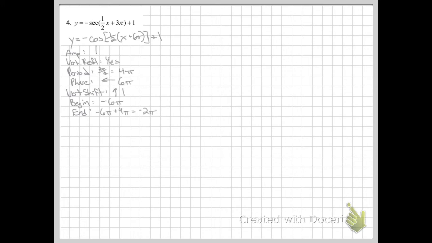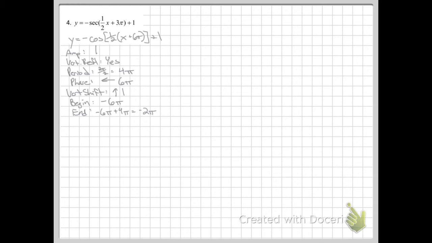Okay, so did you remember that amplitude is always positive? Hopefully you put +1 in that answer blank. But because the A was negative, it does give you a vertical reflection, yes. Period is 2 pi divided by 1/2. When you divide by 1/2, you really multiply by 2, so the period's 4 pi. Phase is left 6 pi.